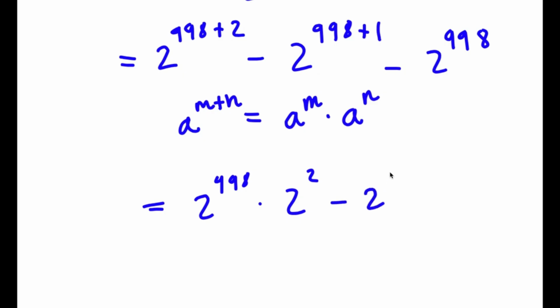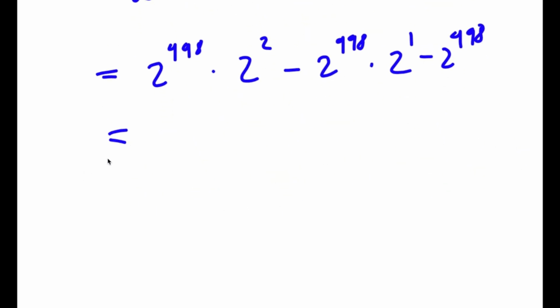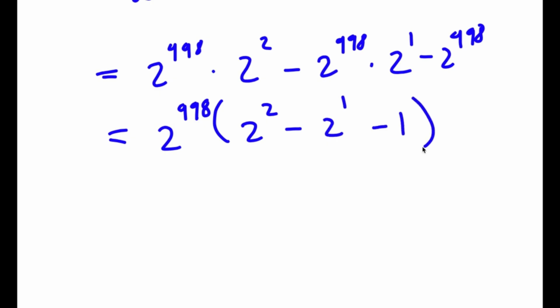Now I have 2 to the power of 998 times 2 to the power of 1, and I simply have 2 to the power of 998 at the end. Now, to simplify this, I'm going to simply factor out 2 to the power of 998, because all the terms have 2 to the power of 998 in them. So now I'm going to be left with 2 squared minus 2 to the power of 1 minus 1.